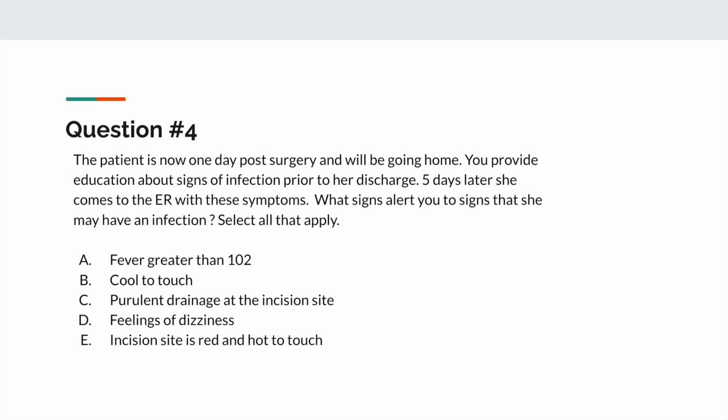Question number 4. The patient is now 1 day post-surgery and will be going home. You provide education about signs of infection prior to discharge. 5 days later, she comes to the ER with these following symptoms. What signs alert you to signs that she may have an infection? Select all that apply.